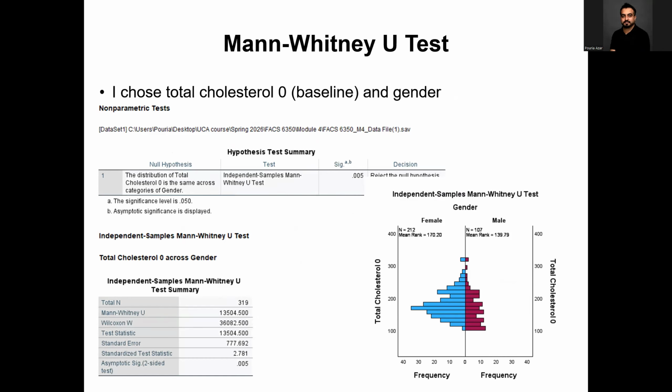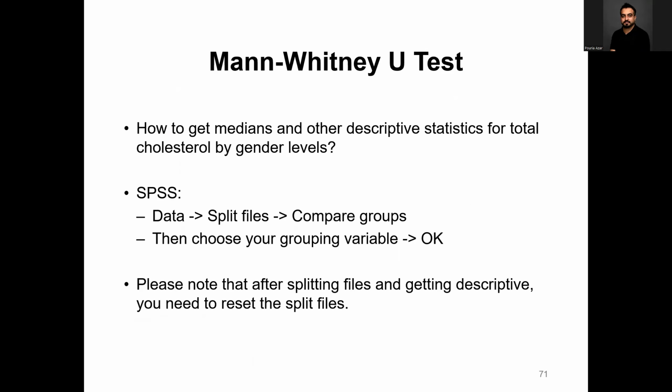It doesn't provide median, so I have to do some descriptive statistics in order to get the median. So in order to do that, in SPSS, I have to go to data option, split files, compare groups, then choose your grouping variable, click OK. Then I would go ahead and run descriptive statistics and it provides the median. But remember, after getting the descriptive statistics for each group, you have to reset the split files before running the Mann-Whitney U-test.